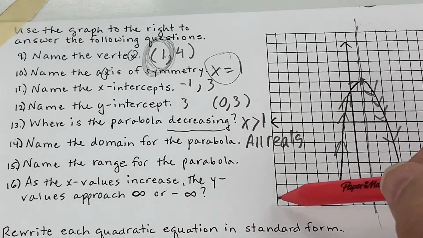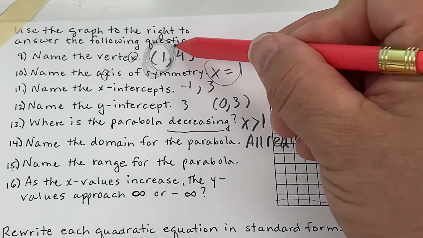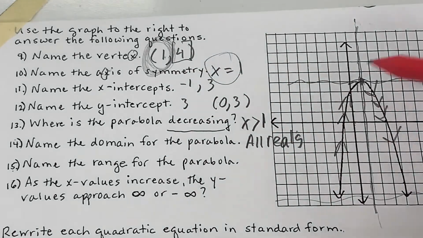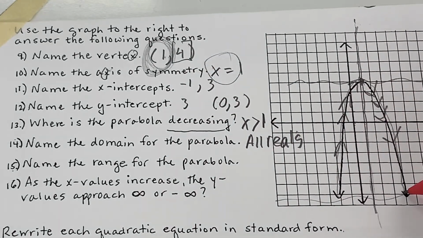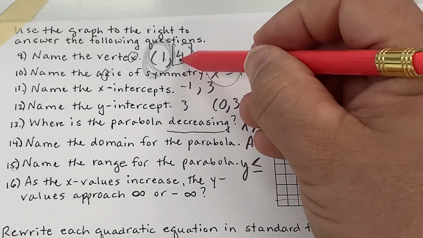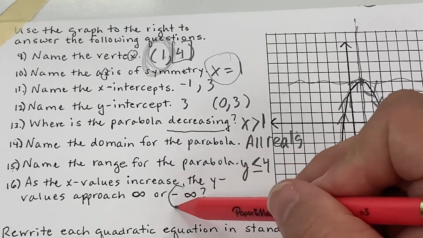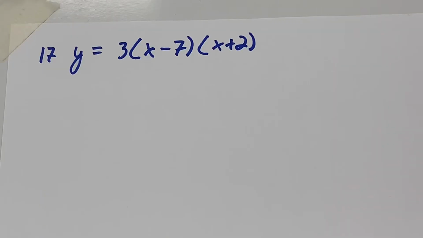The range from the lowest y value to the highest y value. This time the highest y value is that 4 from the vertex, and then all the y values are less than that. So the range is going to be y is less than or equal to the y value of the vertex, 4. As the x values go to the right, the y values go down.